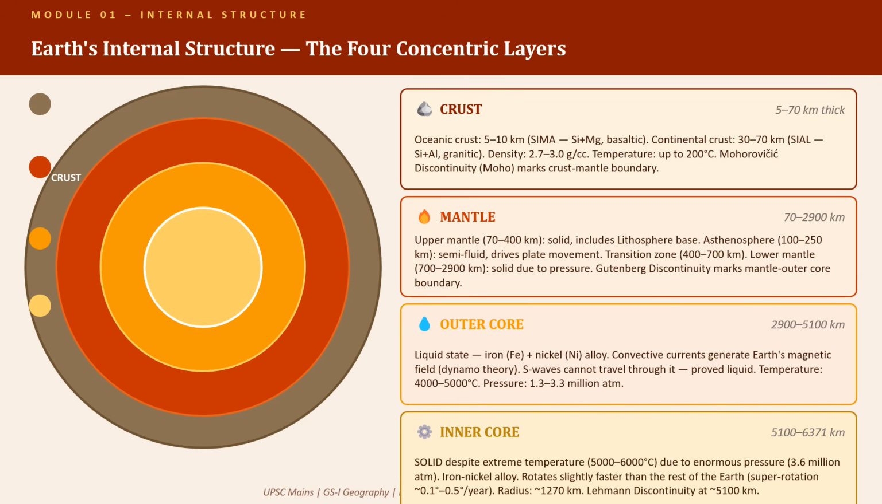that temperature. The inner core is an iron nickel alloy, about 1,270 kilometers in radius, and it actually rotates slightly faster than the rest of the Earth, a phenomenon called inner core superrotation. 4 layers: crust, mantle, outer core, inner core. Remember these with their depths, compositions, and states.